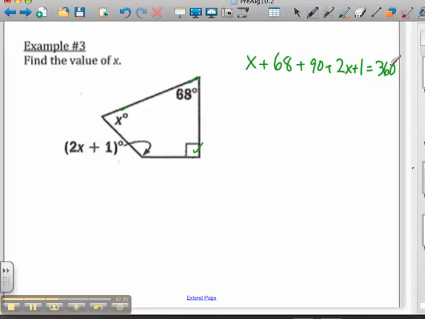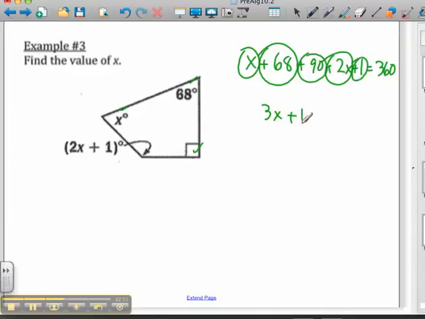What should I do at this point, Trigo? Combine the variables. Combine the like terms. So I've got x and I've got 2x, so that gives me 3x. I also have 68 and 90. Do you agree that's 158? Is that right? And then plus 1 is 159 is equal to 360. Good, so I simplify. Always want to simplify before I solve.